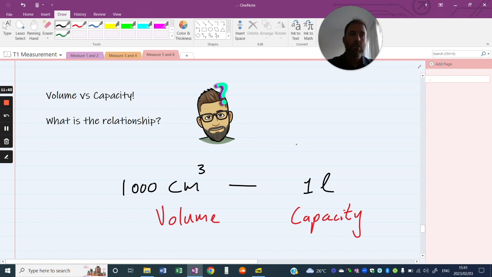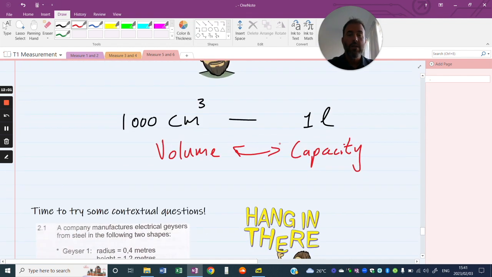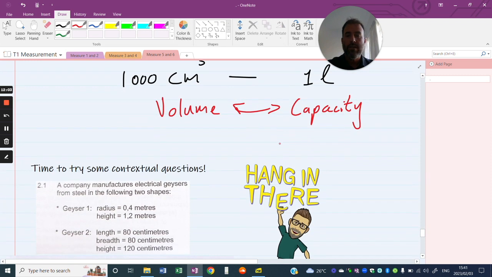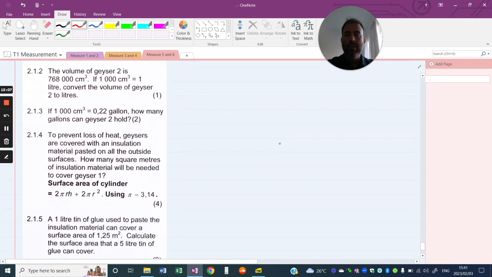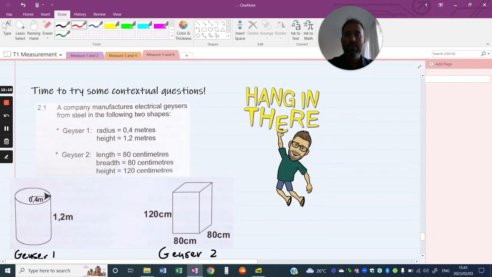Whatever conversion they give you, you're going to use in the question to change from either volume to capacity or back again from capacity to volume. They have to give it to you, and you can change between volume and capacity. All right, so let's have a look at a contextual question. If I scroll down, you'll see this is quite a long question, but don't stress. We'll take it bit by bit, and we'll get through the whole thing.